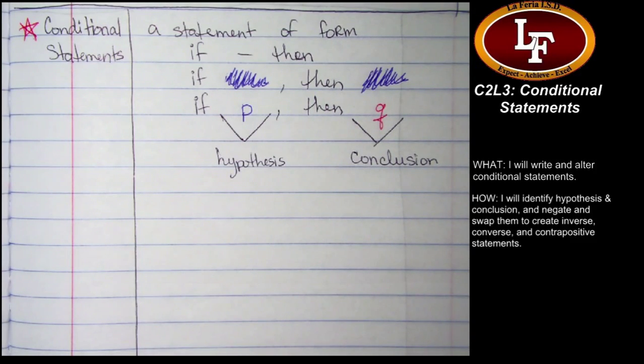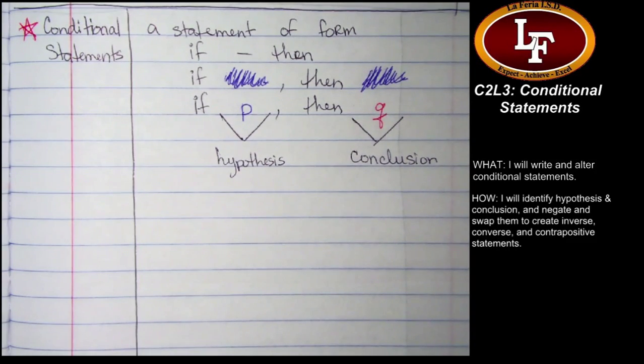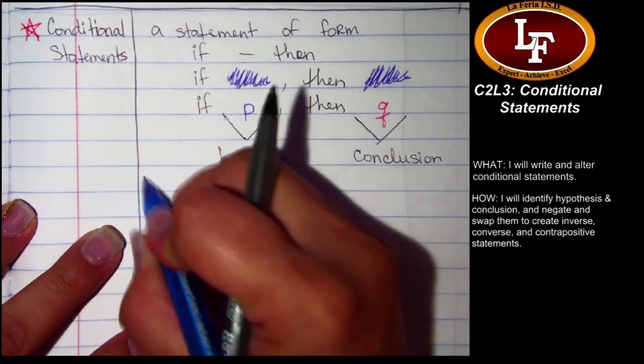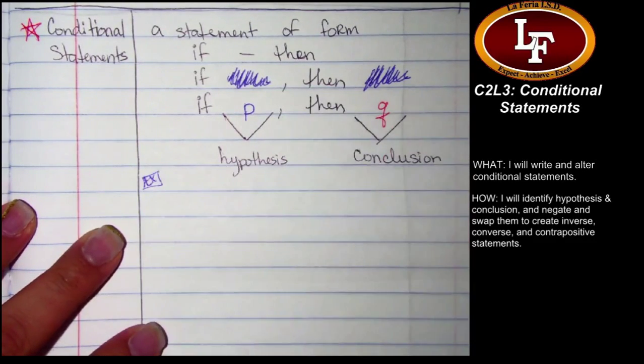Yes, sir? What's the red one? The red one is a Q. It is a lowercase q. You see it? Okay. Make sense so far?